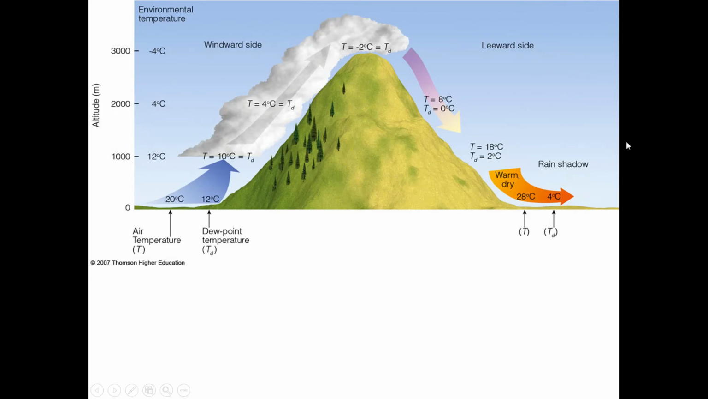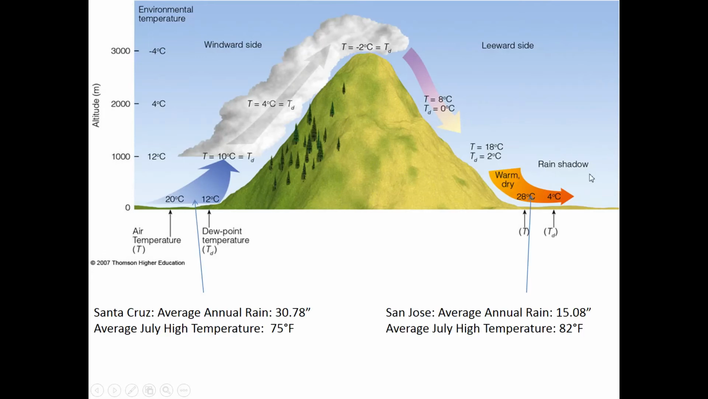That's why if you live in Santa Cruz, it can be very mild and moist in the summertime, whereas here in San Jose, it could be very hot and dry. And this is just a good example, a good comparison between the two. In Santa Cruz, the average annual rainfall is almost 31 inches of rain. Whereas here in San Jose, the average rainfall is closer to 15 inches. So only half as much as Santa Cruz. The air temperature here is also much warmer than Santa Cruz. And it's because of this rain shadow effect. Pretty cool when you think about it.